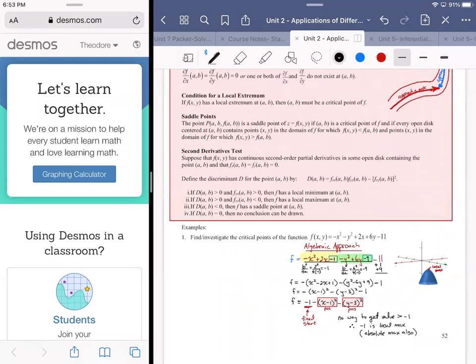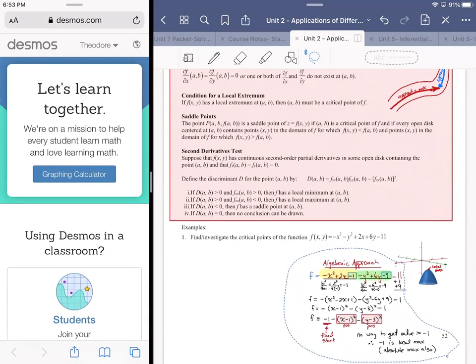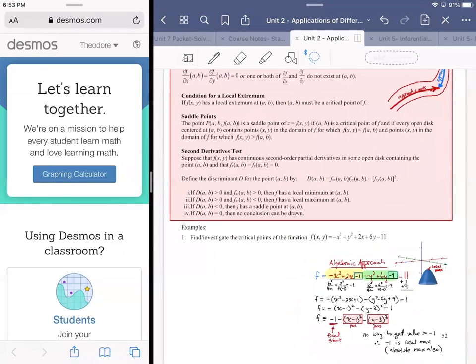Professor? Yeah. Just a question. If we didn't have that fixed -1 there, like if we had just negative (x minus 1) squared minus (y minus 3) squared, can we consider the 0 as the maximum number? Exactly. Okay, good. Thank you. No problem.